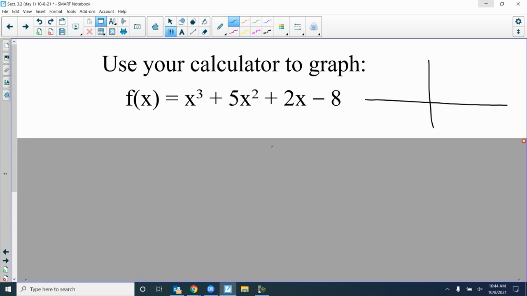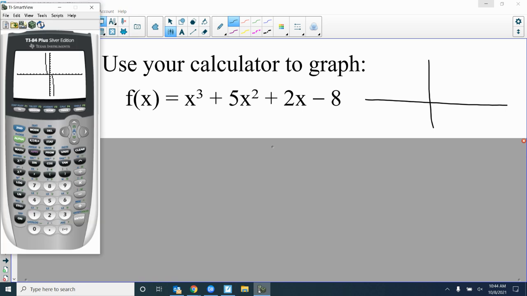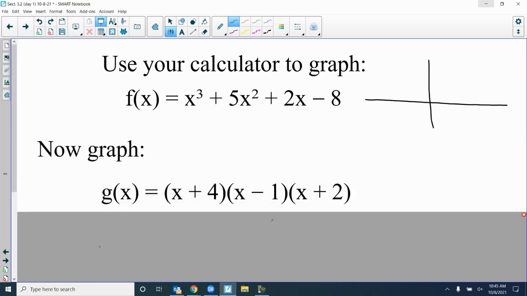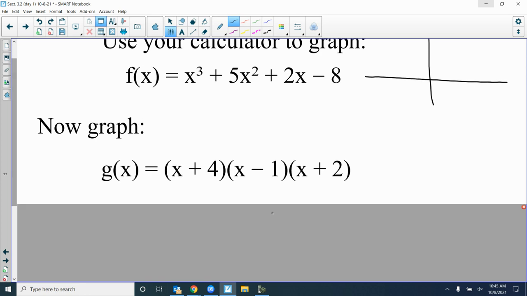All right, now we got this here. Y equals x to the third plus 5x squared plus 2x minus 8. I got 1, 2, 3 zeros, and I got 2 turning points. That makes sense. All right, leave y1 in there, and for y2, graph this one.